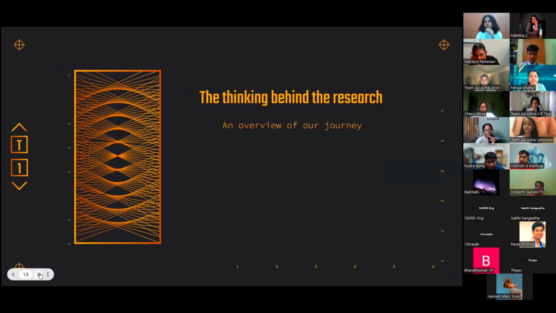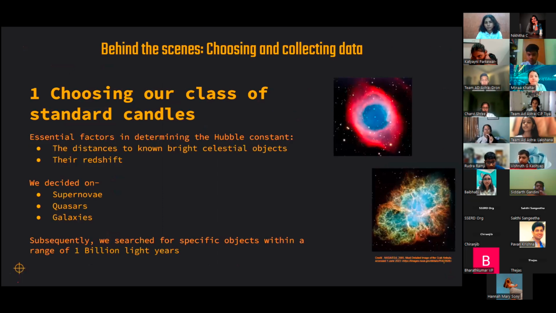Thank you, Lakshana. Now, I would like to give you a glimpse of our thought process, or the thinking behind the research. So first, in order to determine the Hubble constant, we mainly needed two things: the distance to various celestial objects and their recessional velocities, or redshift. Hence, we started our search to find suitable standard candles and explored several candidates, including quasars, galaxies, and supernovae, due to their high luminosity and relatively common occurrence in the cosmos. In the end, however, we used a combination of numerous supernovae, quasars, and a few galaxies to find our value.